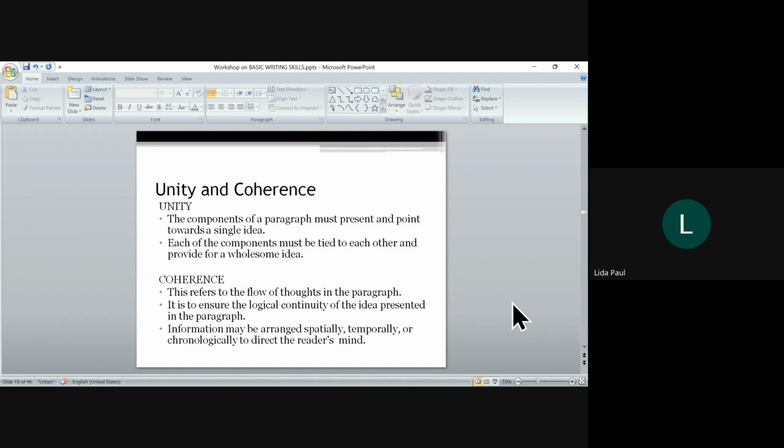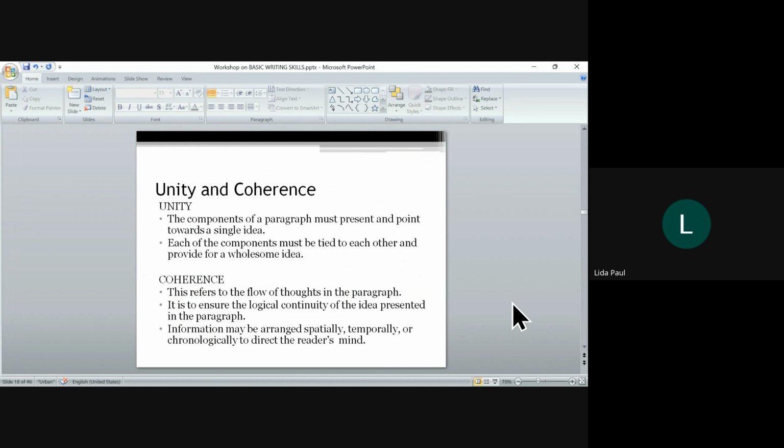If all the sentences are doing this work, then we say that the paragraph is unified, or there is unity in the paragraph. And unity here refers to the unity of the idea. Okay. What is coherence, on the other hand? Coherence is basically ensuring that there's a logical continuity.